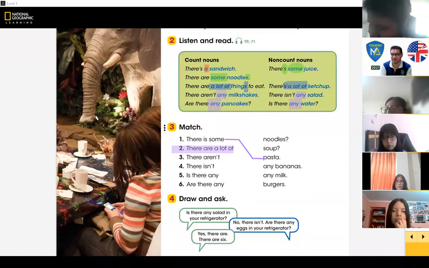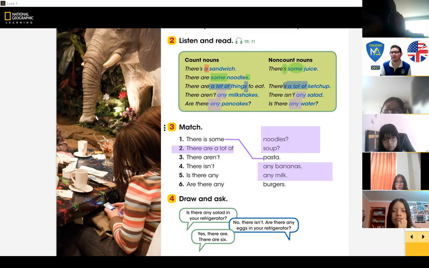Pues no dice there aren't. Tampoco hace pregunta are there. No, dice there are a lot of. Está afirmando. Entonces descarto estas questions. Descarto estas negative. ¿Qué me queda?